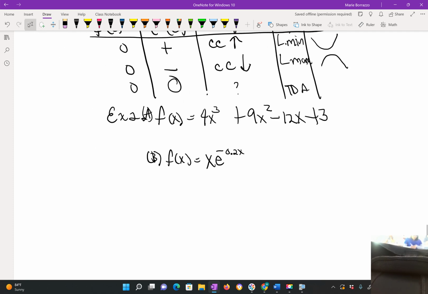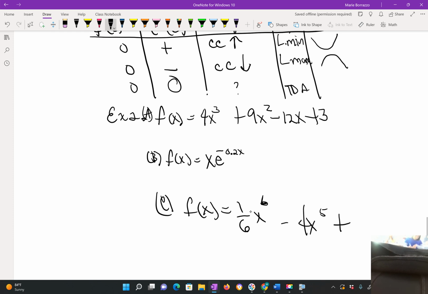All right. And in part C, we have f of x is equal to 1 over 6 x to the 6 minus 4x to the 5th plus 25 x to the 4th. So those are the 3 questions we're going to look at.